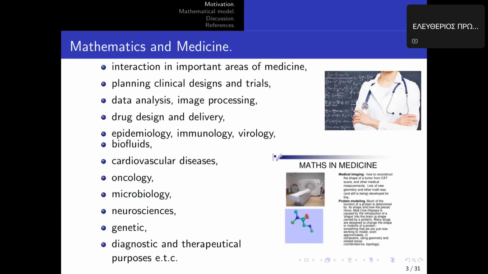The interaction between mathematics and medicine is constant and important. Mathematics is used for planning clinical designs and trials, for data analysis, image processing, drug design and delivery, in epidemiology, in immunology, in virology, in oncology, in microbiology, in neuroscience, for diagnostic and therapeutical purposes, in medical imaging, such as MRI, in diffusion MRI, in fraction MRI, in magnetoencephalography, etc.